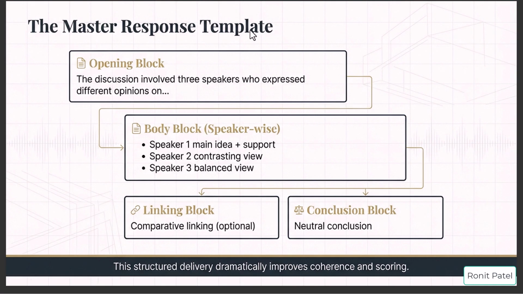Golden rule for the body. Each speaker must include stance, main reason, and an optional example. Use reporting verbs smartly. Instead of repeating said, you can use alternatives such as argued, suggested, emphasized, pointed out, highlighted. This improves the lexical resource score indirectly. Now, common student mistakes are that students often merge speakers, forget one speaker, and add personal opinions. All three are dangerous for content marks.